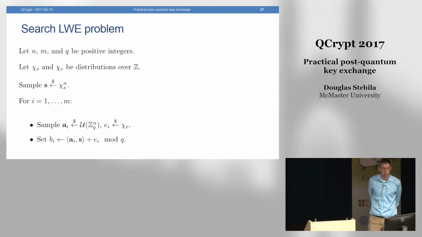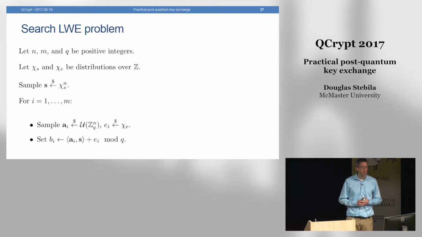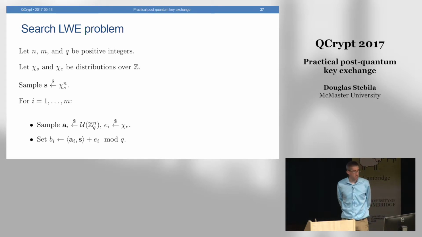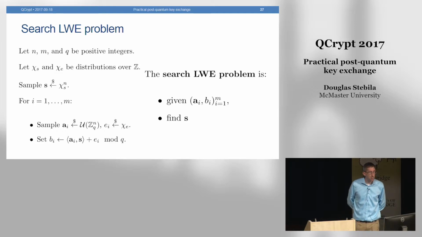Now, to say them a little bit more formally, in the search learning with errors problem, we have some parameters n, m, and q, which are about the size of our system. We have two distributions over the integers, chi-s for our secrets and chi-e for our error vectors. And then we sample a secret vector s according to our secret distribution. Sorry, when I say secret distribution, the distribution itself is not secret, just that it's used to generate secrets. And then we sample a bunch of uniformly random vectors a and noise e, and we compute the inner product of each of those vectors with s, plus some noise. This is just our matrix multiplication plus adding a vector from the previous slides. And the search learning with errors problem is, given the vectors a and the results b, find the secret vector s.